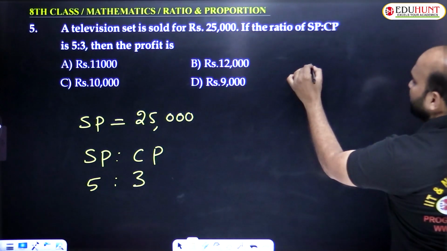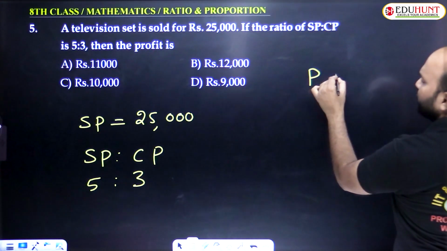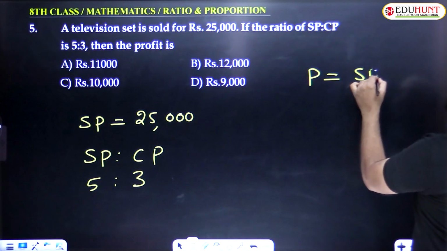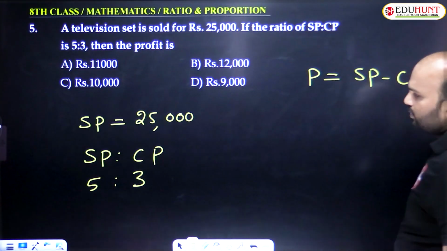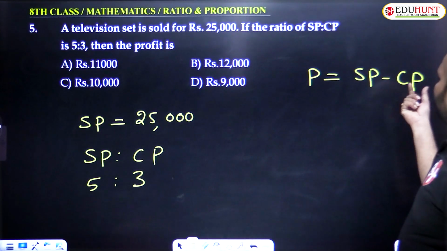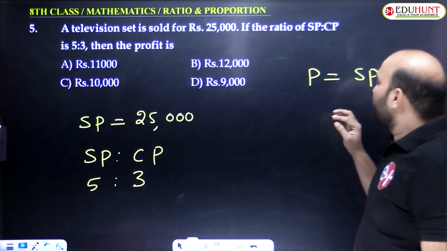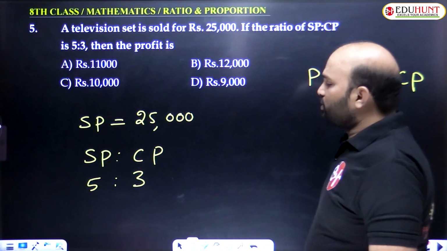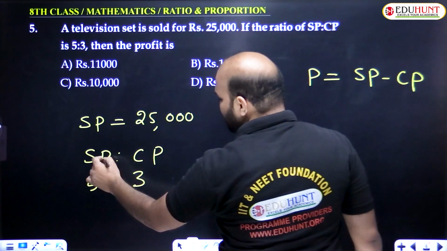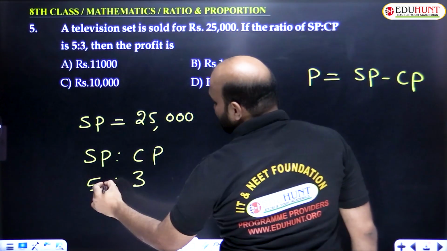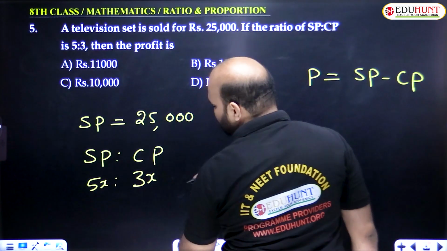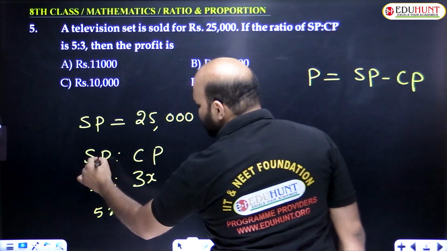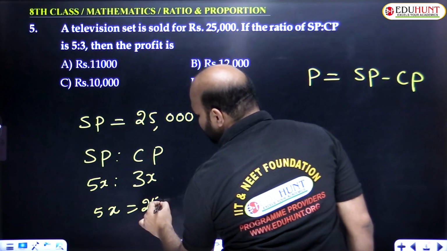So clearly, what is profit? When SP is more than CP, we get profit. So SP minus CP is the profit. Before that, you don't know the CP value, the original value, but SP you know: 25,000. First we can find the CP value by using the ratio. The SP and CP ratio given is 5:3, so it will be considered as 5x and 3x. The SP value 25,000 is given, nothing but the 5x value.